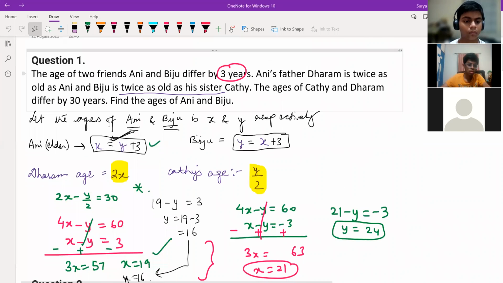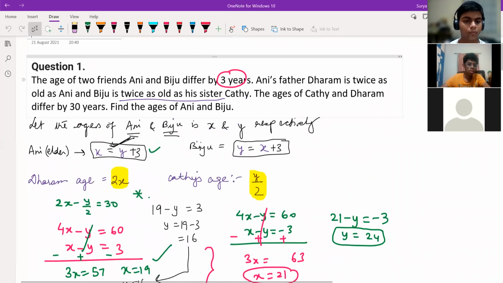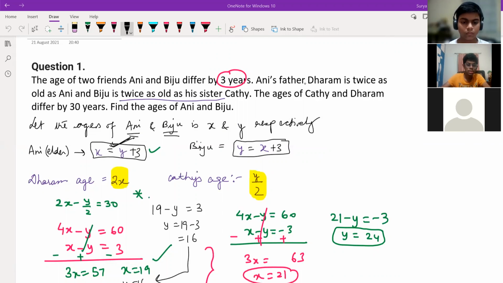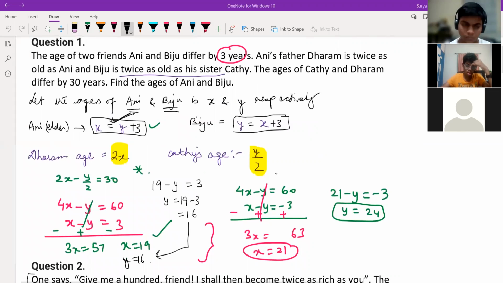So see question number 1 here. All of you just see question number 1. You might be getting this question. Just check. So you try to understand the question first. Then you tell me what is your doubt or something like that.